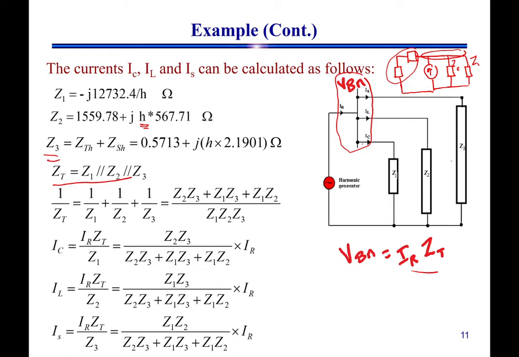Now if we would like to find this current, it will be the voltage, which is IR times Z total, divided by this impedance. If Z1 represents the capacitor impedance at the fifth harmonic, that gives IC. IL, same thing, divided by Z2. IS, same thing, divided by Z3. So that will give us the different currents in each branch.